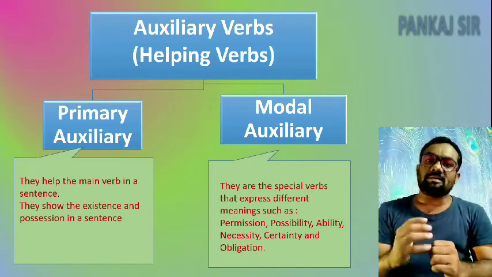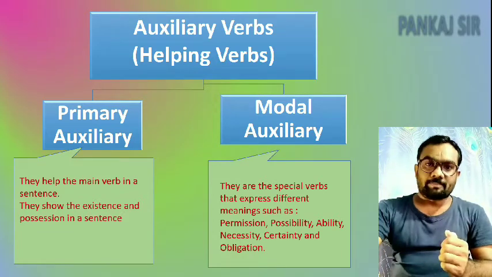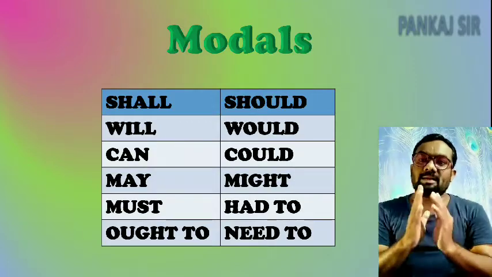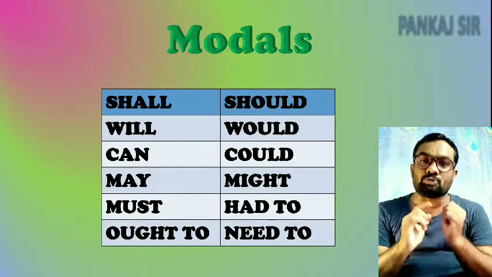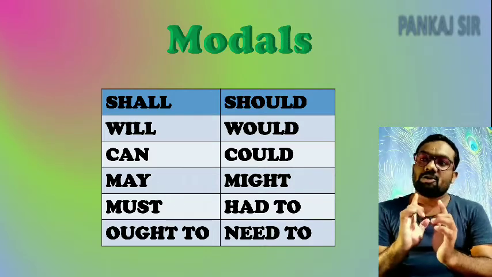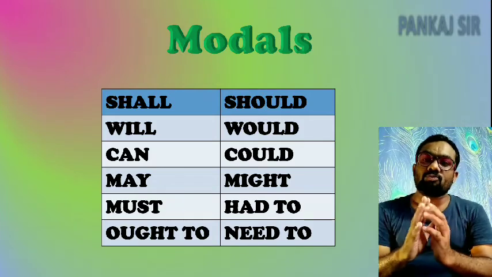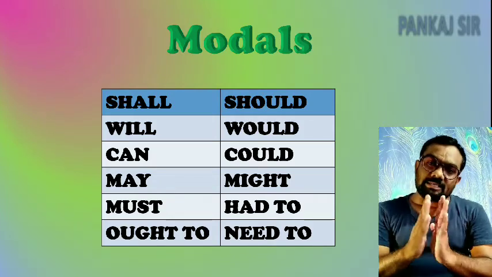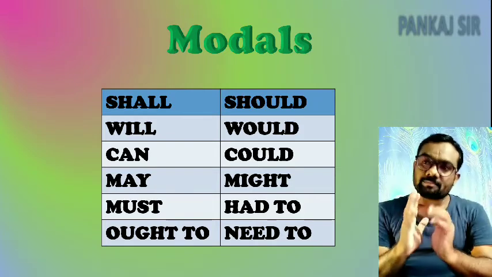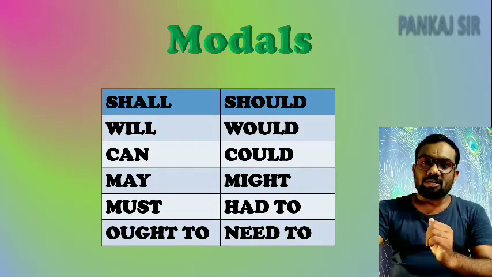Now all these we will learn in detail, which are the modals used for each particular expression. We are starting with the modals first. These are on your screen: shall, will, can, may, must, ought to. Then shall, its past form is should, then will, would, can, could, may, might, must, had to. And need to is written in front of ought to, but it is not a past form. It is one of the auxiliaries, right? So these are the auxiliaries.